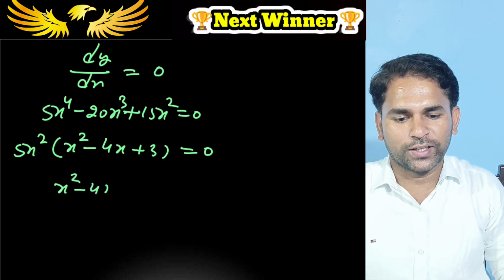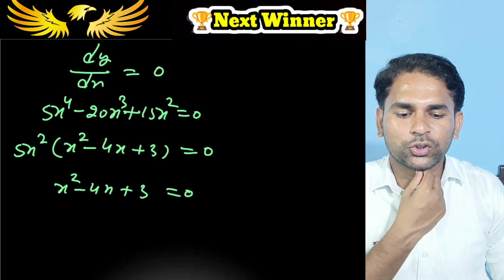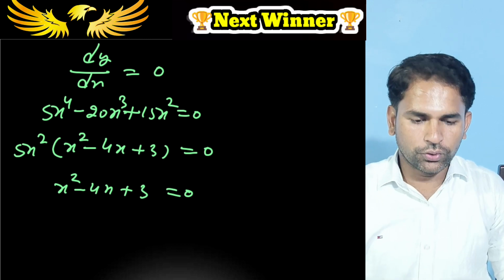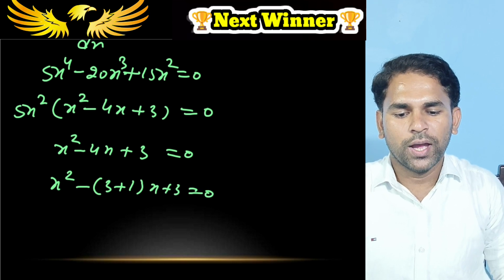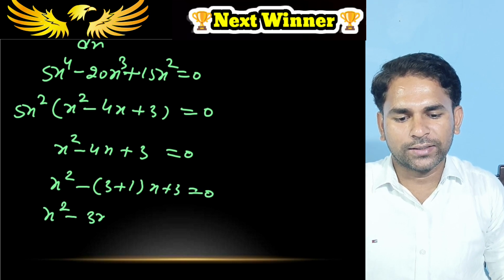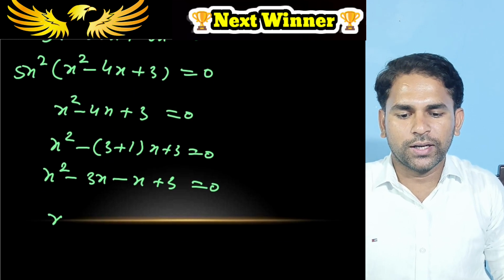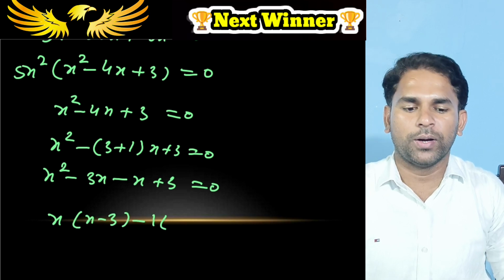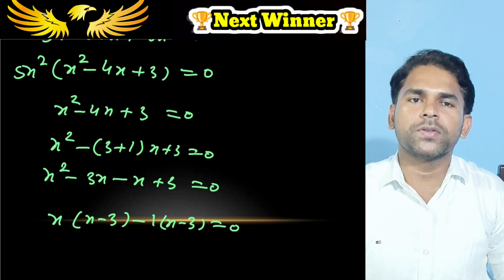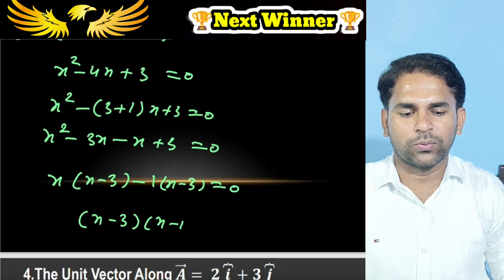x square minus 4x plus 3 is equal to 0. So you need two digits whose multiplication should be 3 and addition should be 4. So we can write here x square minus 3x minus x plus 3 is equal to 0. Finally we can take x common, x minus 3 will come here, minus 1 you can take common, and x minus 3 is equal to 0. So you can write in one bracket x minus 3 and another bracket x minus 1 is equal to 0.